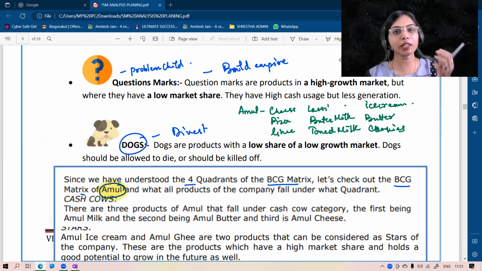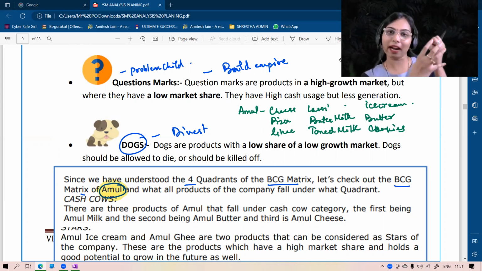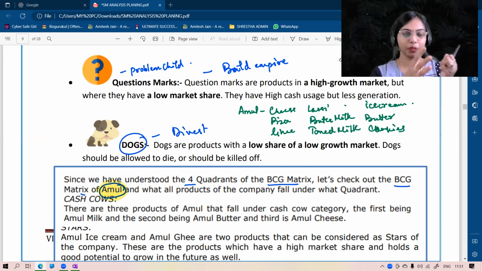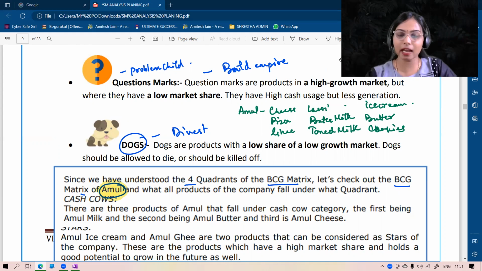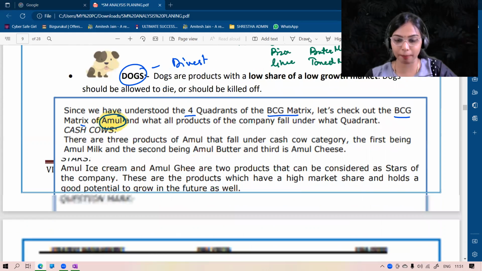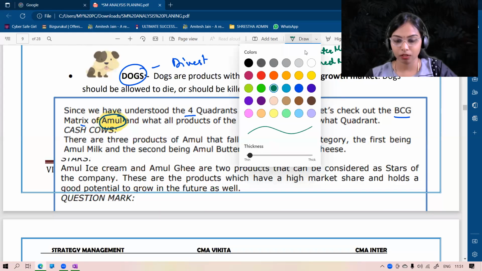Okay, so these are the Amul products. Okay, so Amul is what? A brand. From that brand we have these products. So if I give you an example that these are the products, you have to find out which product will come into which particular quadrant: star, cash cow, question mark, and the dogs. So if you see down, I have made it easy for you.